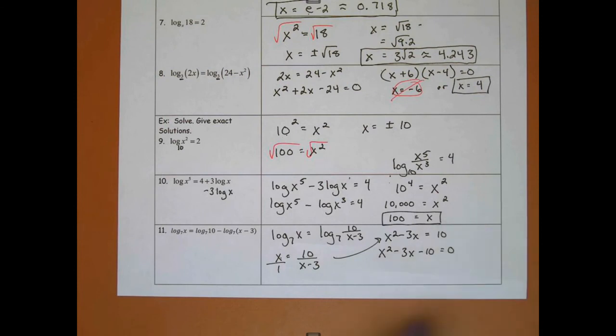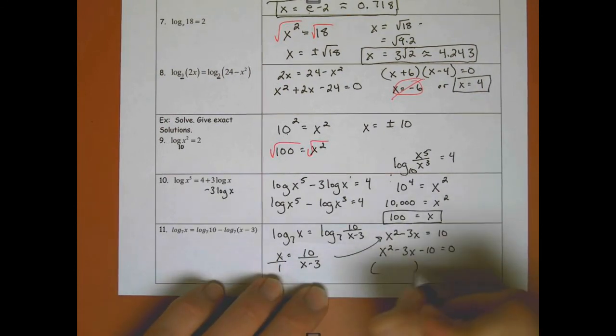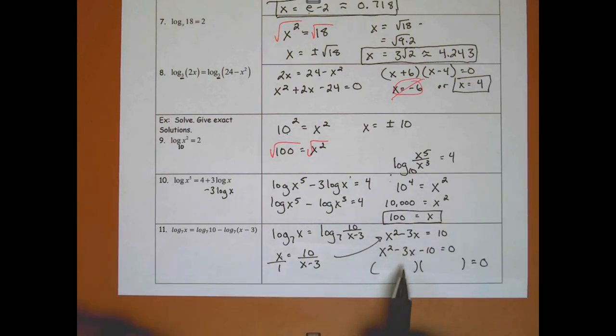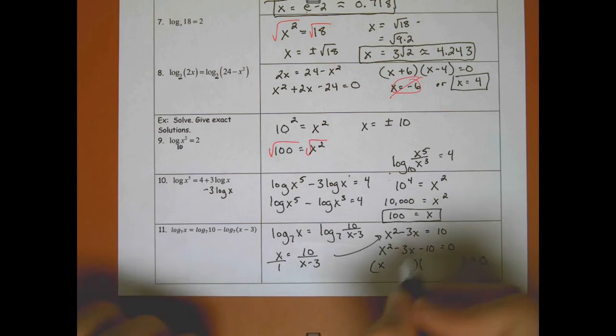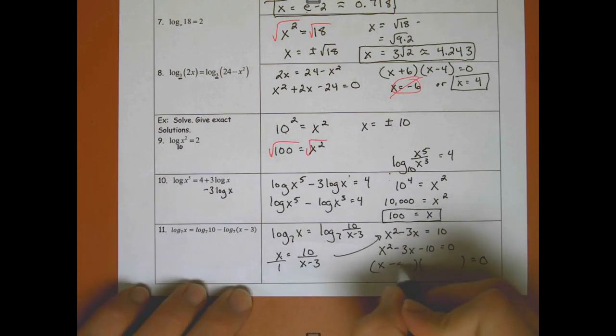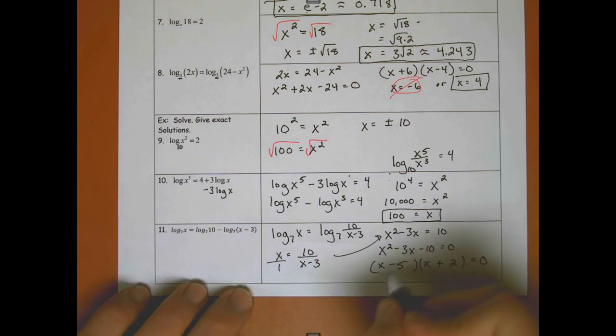Now, most of the time we'll write these so they factor nicely, because we're not going to have to use the quadratic formula or complete the square. It would just be kind of messy, but it could happen. But this one factors. This is x minus 5 and then x plus 2, two numbers that multiply to negative 10 and add to negative 3. And so that gives me x is equal to 5 or x is equal to negative 2.